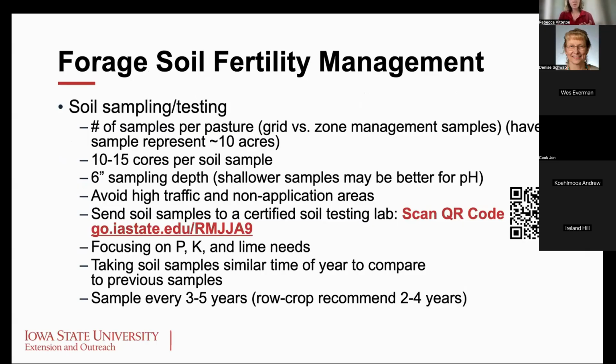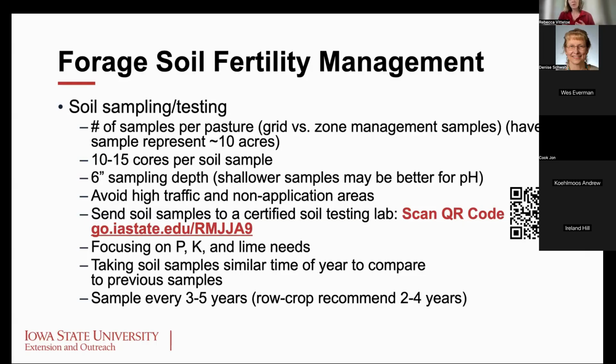When it comes to soil sampling, typically we want one soil sample to represent no more than approximately 10 acres. In row crop production, it's not uncommon to have soil samples be more like 2.5 acre grids. I don't expect us to do that in a pasture setting, but I don't want a soil sample to represent more than approximately 10 acres. I'll talk on the next slide about how we decide where to take those soil samples from.